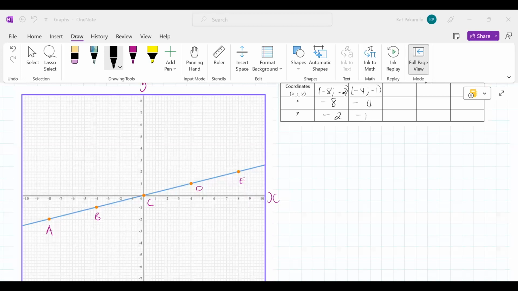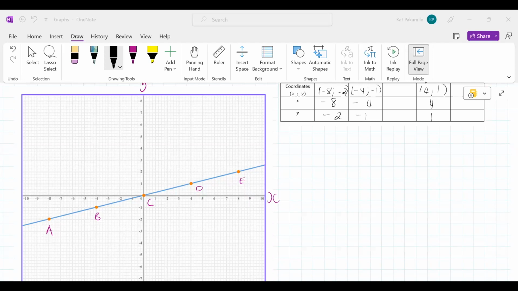D. The coordinates are 4 semicolon 1. And 4 and 1. Thank you. So then my x is 4 and my y is 1. Okay, let's hear who's next. Gabby.